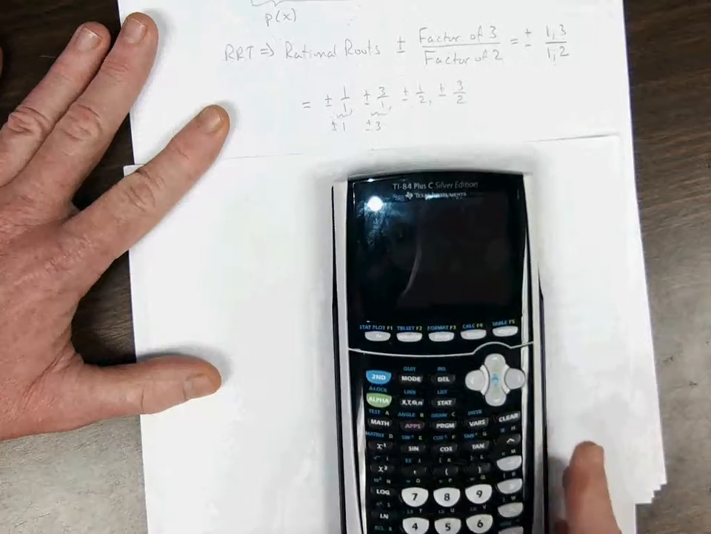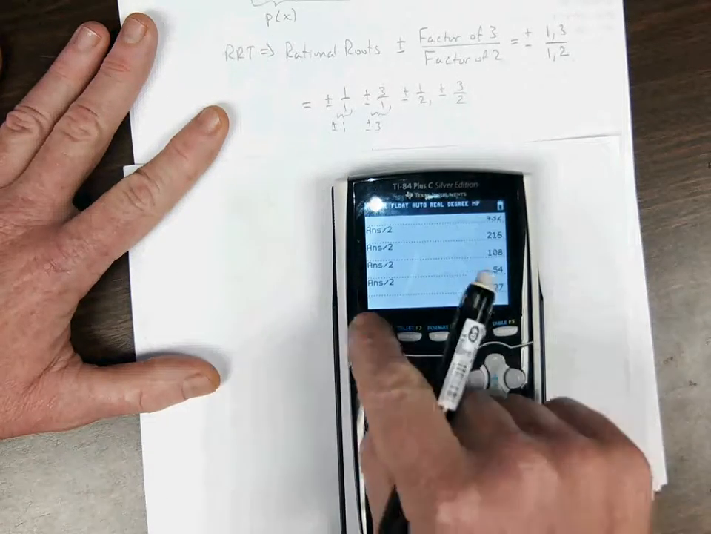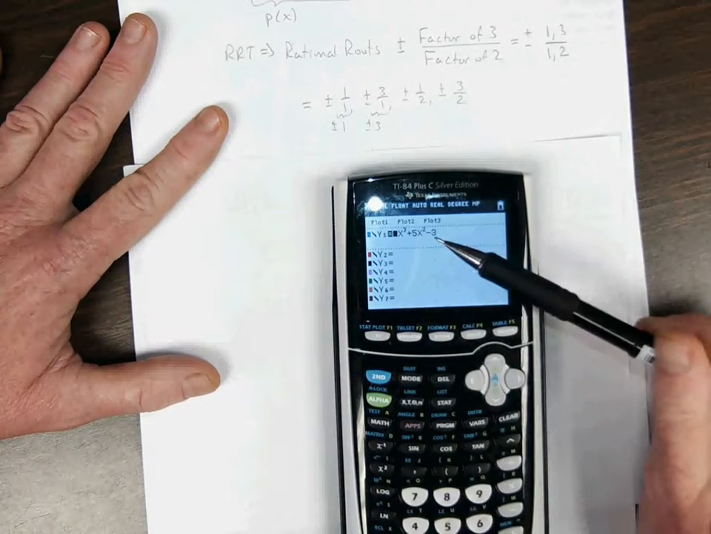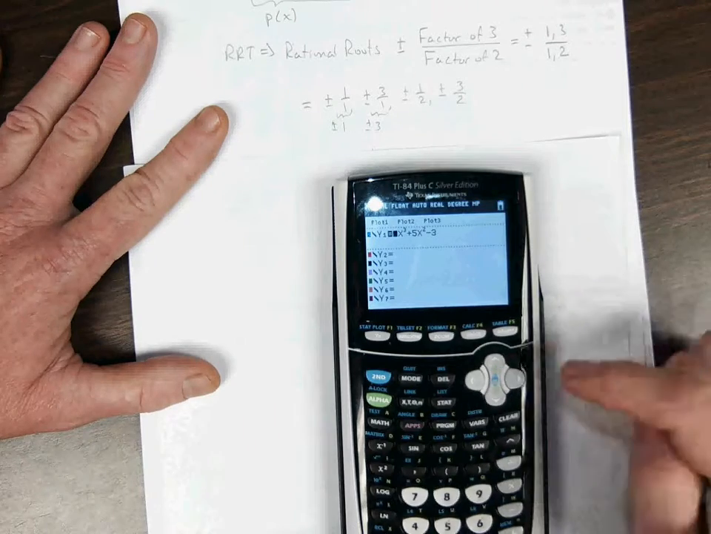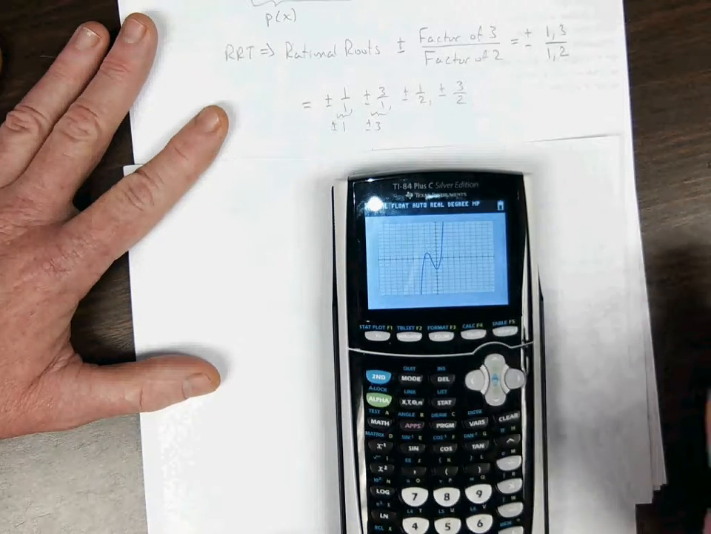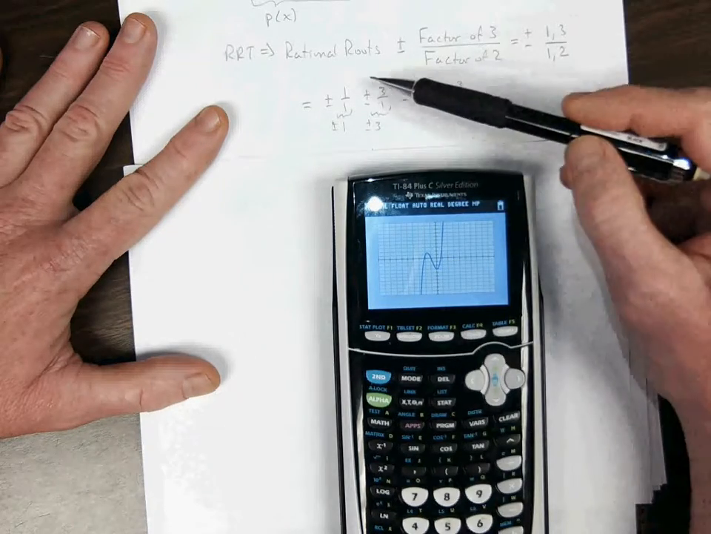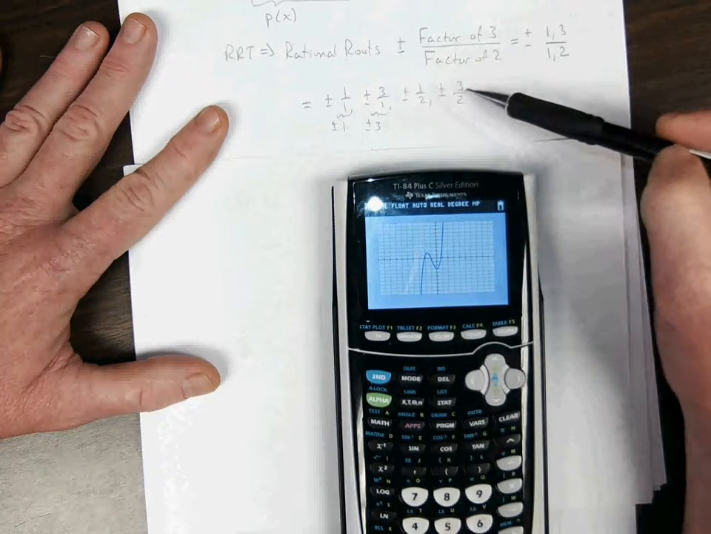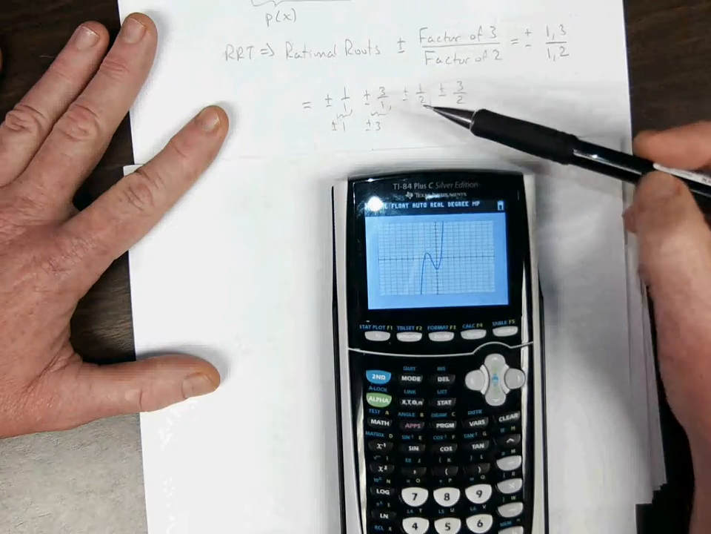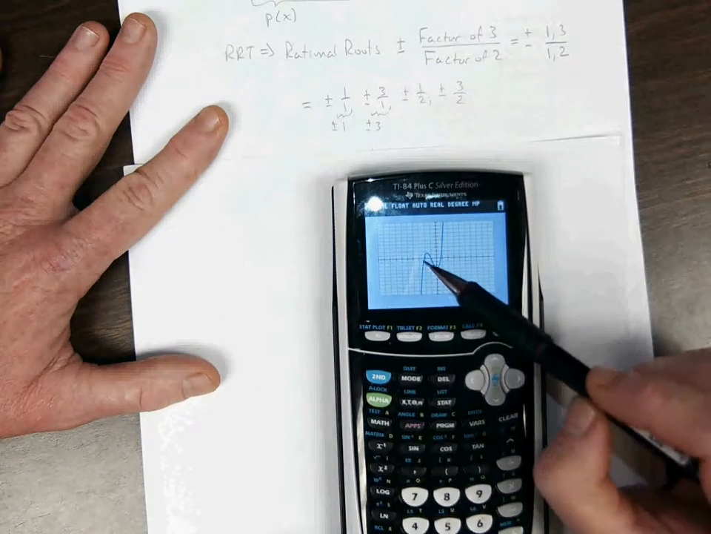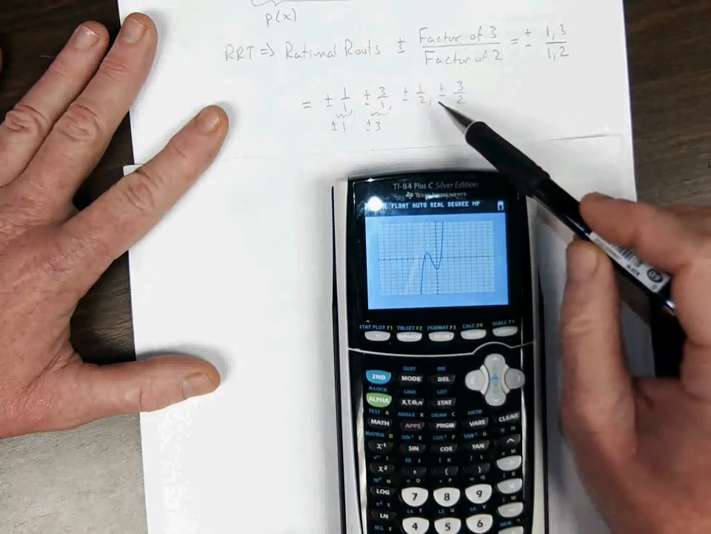So you might want to pause it, but the idea is now you go to your y equals, plug your equation in, and you can do it one of two ways. You can graph it now. Here's the graph, and look at it carefully. We're only looking to see if any of these 8 numbers are an x-intercept. If you look carefully, it kind of looks like -2 is, but -2 is not in our list.